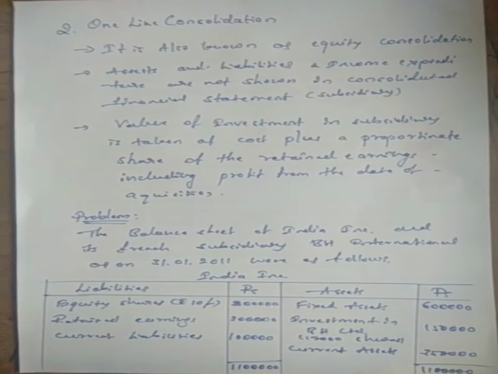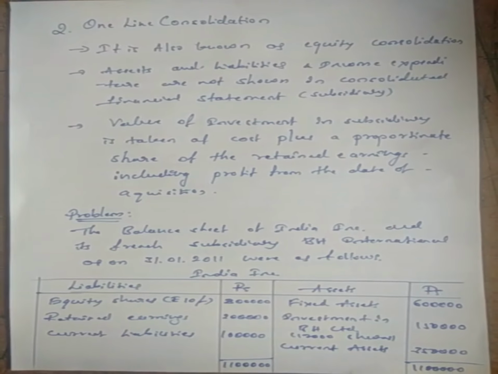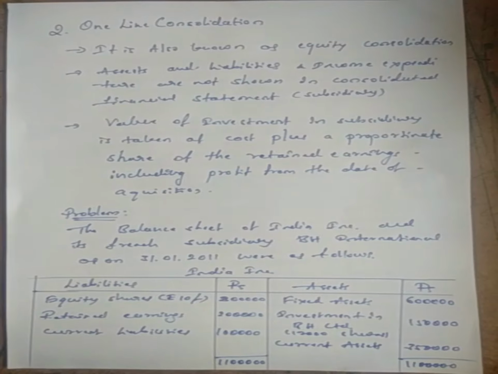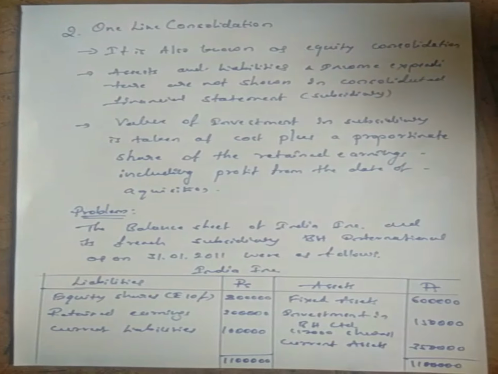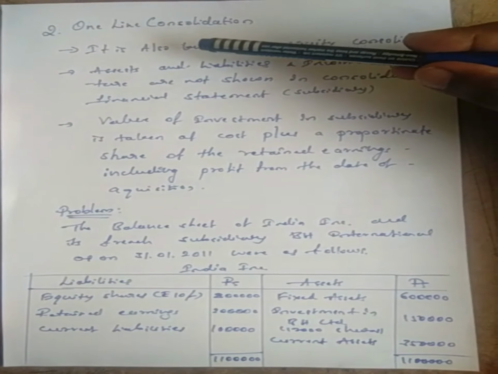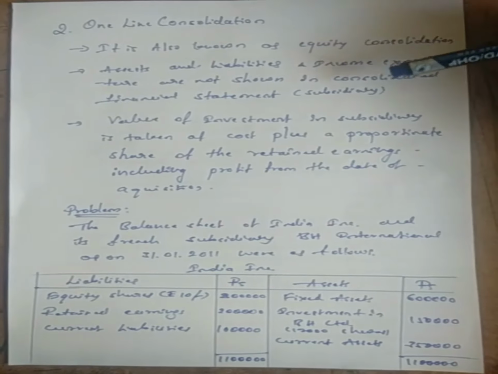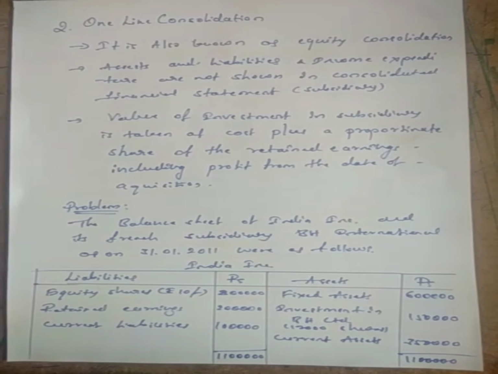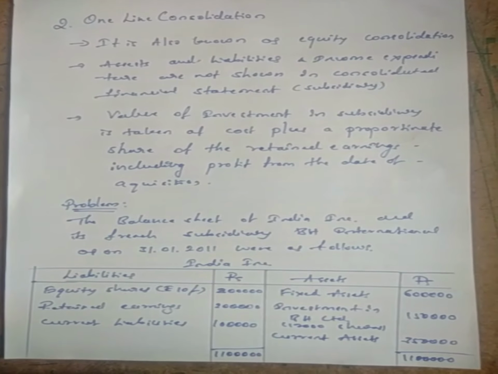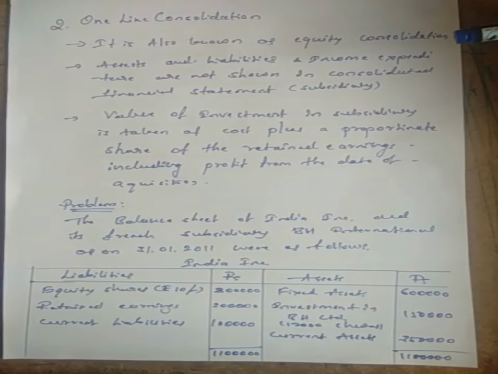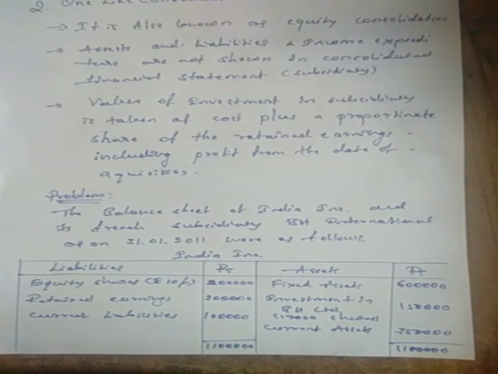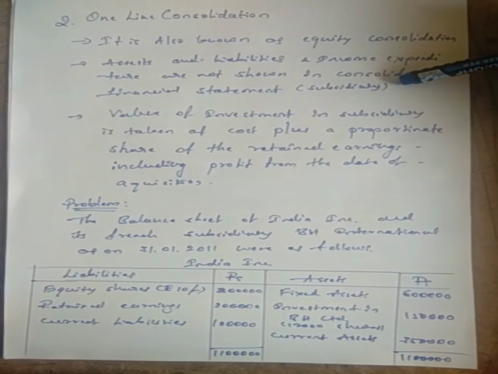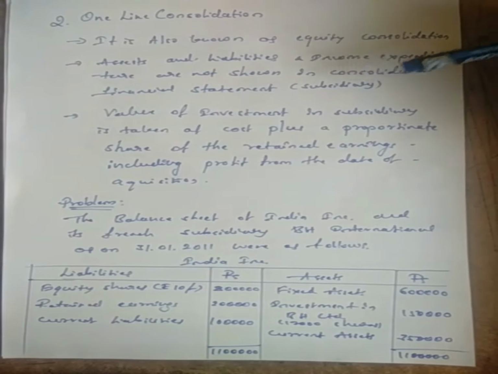Okay, students, today we will discuss one-line consolidation. It can also be called equity consolidation. The conditions in case of one-line consolidation: assets and liabilities and income and expenditure of the subsidiary company are not shown in the consolidated financial statement. That is the first condition.